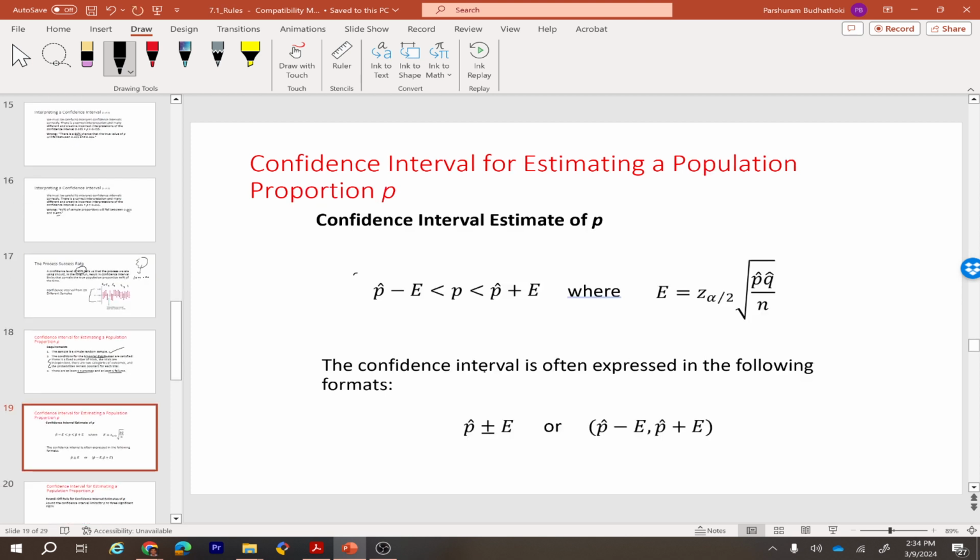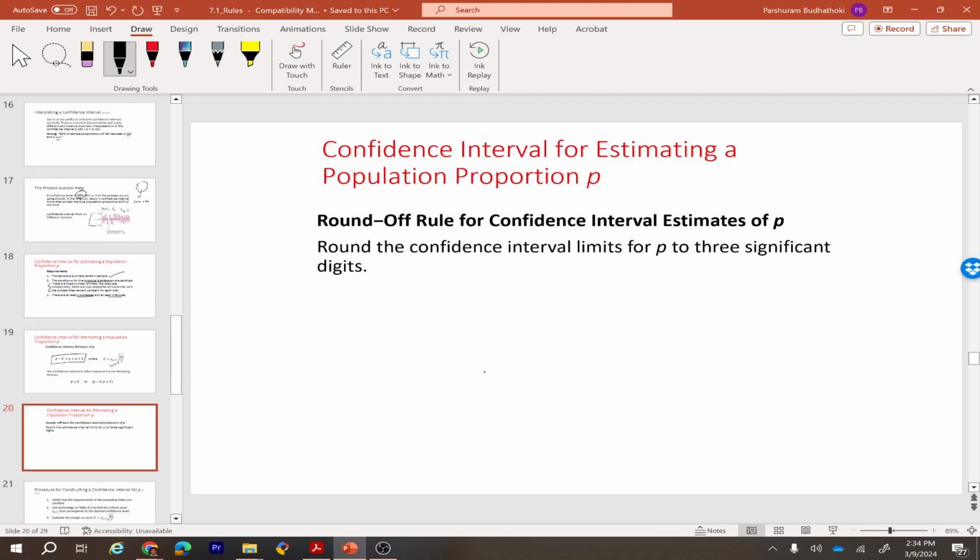After that, one more time, this is our confidence interval. And how do you calculate the margin of error? This is the formula for margin of error. And now we are ready to do some examples. Keep in mind, for the round off rule, we always try to use 3-digit rounding for the population proportion. If you have to round it, then it's supposed to be 3-digit.